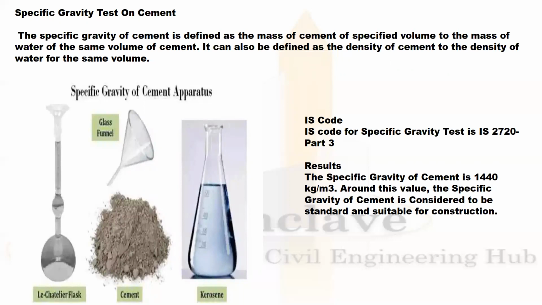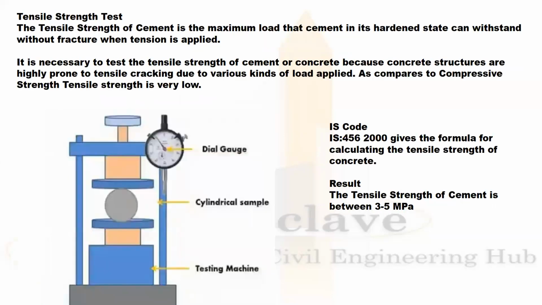You require a large circular flask, cement, funnel, and kerosene. You can refer to IS code 2720 part 3 for the detailed procedure. The specific gravity of the cement is around 3.15, which is considered to be the standard and is good for construction.